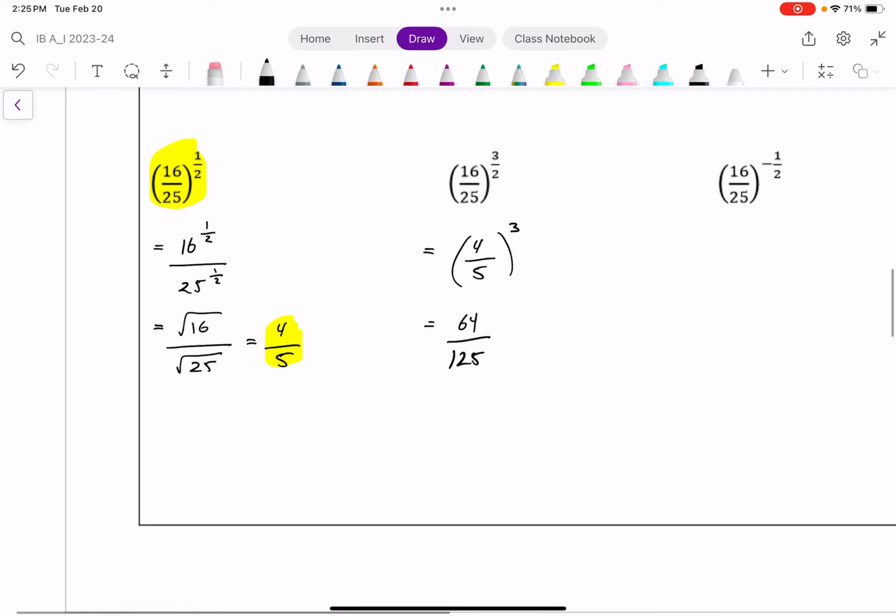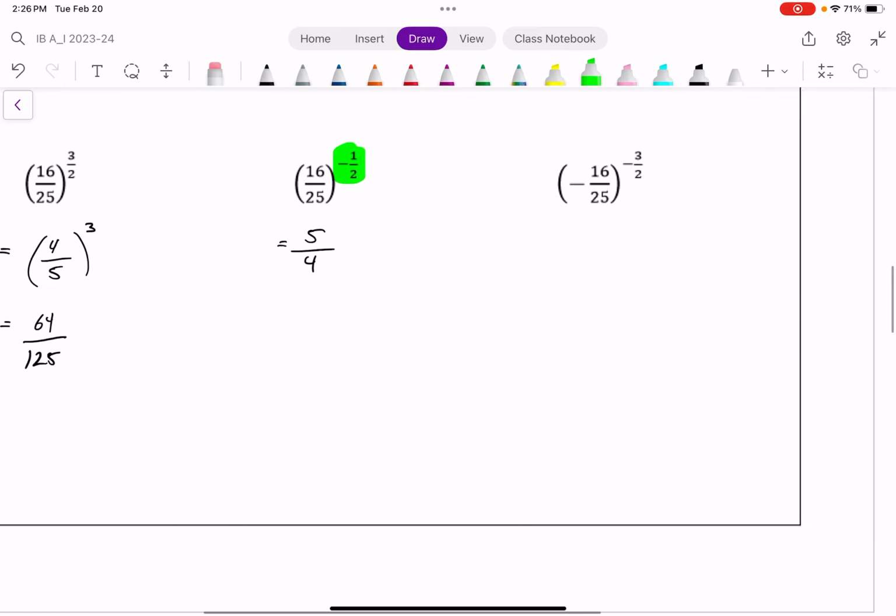All right, then I have the same thing as the first question, but I have a negative power, which means my answer will be the same as my first question, but it'll be the reciprocal. And so I'm just going to go straight to that. This must equal 5/4. And that again goes back to things we've learned before, that a negative power is the reciprocal of a positive power.